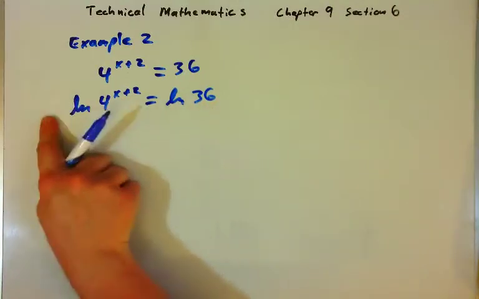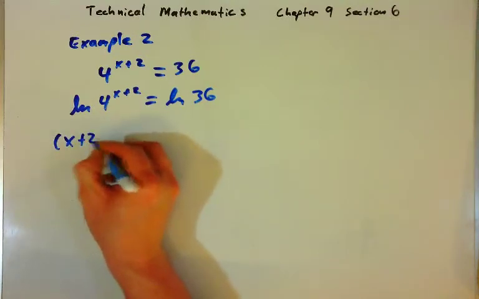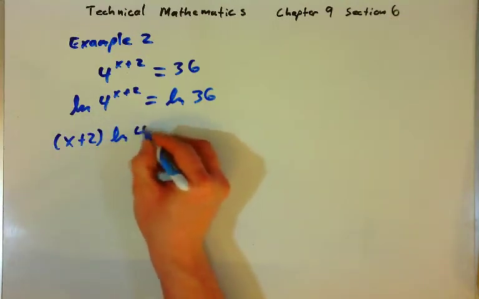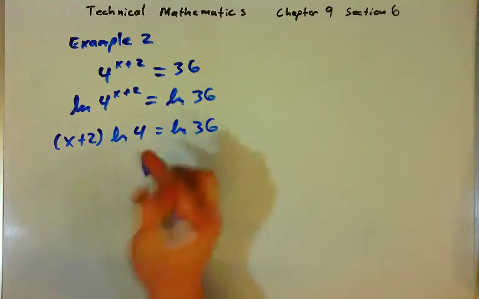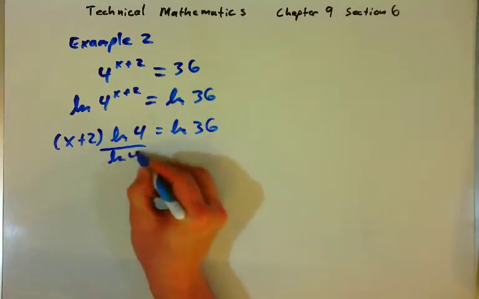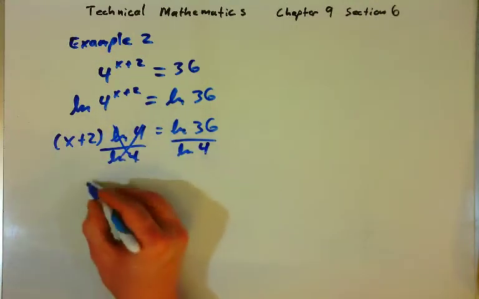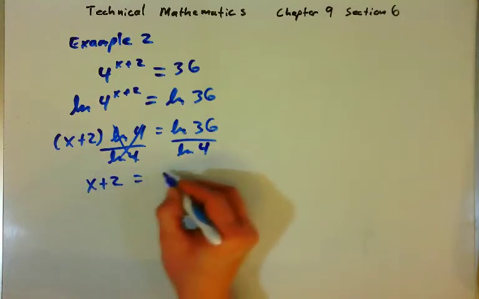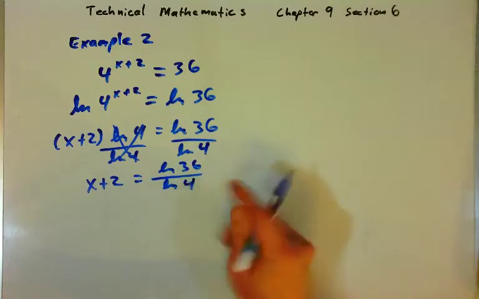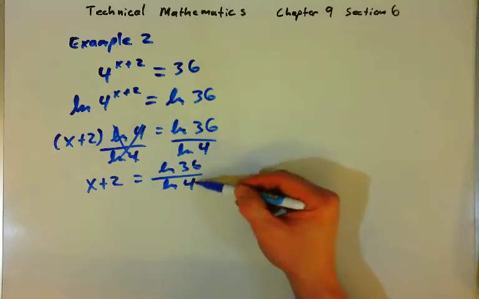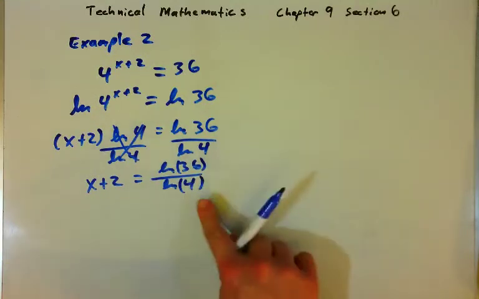Now that I have a logarithm, I can bring the exponent out as a multiplier. So the entire x plus 2 comes out as a multiplier. And now I can divide out the natural log of 4 on both sides. These cancel, and we get x plus 2 is equal to the natural log of 36 divided by the natural log of 4. Whatever you do, do not try to reduce this fraction. This is the natural log of 36 and the natural log of 4.